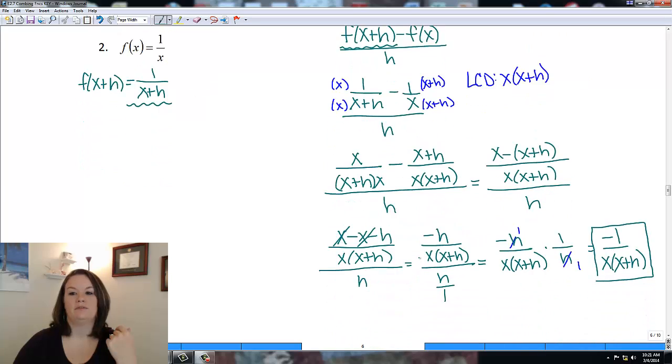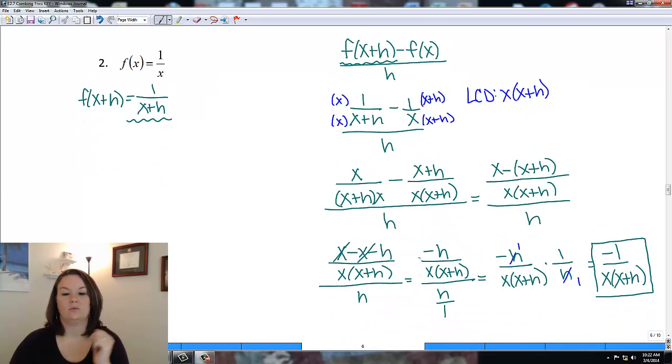I plug in f of x plus h, which gives me 1 over x plus h. So I plug in 1 over x plus h minus my original, which is 1 over x, all over h. Then I need a common denominator in order to combine my numerator. My common denominator would be x times x plus h. So I multiply the first fraction on top and bottom by x. I multiply the second term on top and bottom by x plus h. Okay. So now that they have the same denominator, I can go ahead and subtract across.